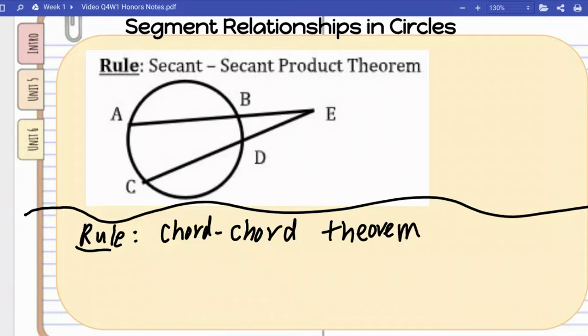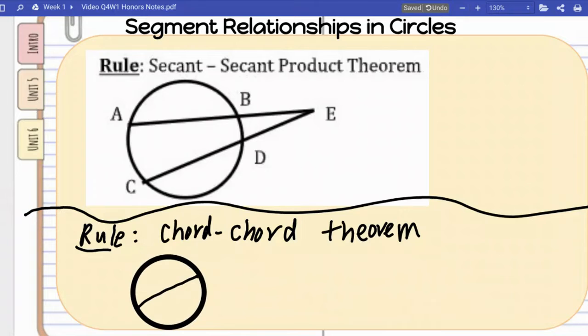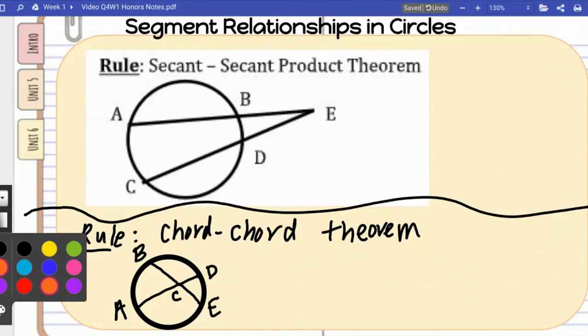On the chord theorem, we're going to start with a circle because in order to have a chord, you also have to have a circle. I'm going to draw in 2 chords. I'm just going to label these chords A, B, C, D, and E, all the parts, okay? So AD is one chord, BE is the second chord. Really simple rule to follow.